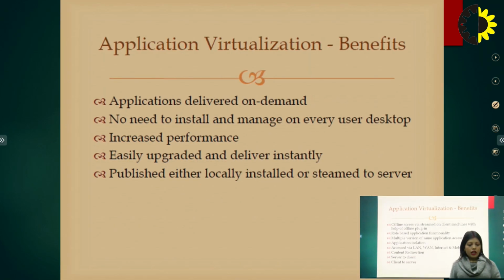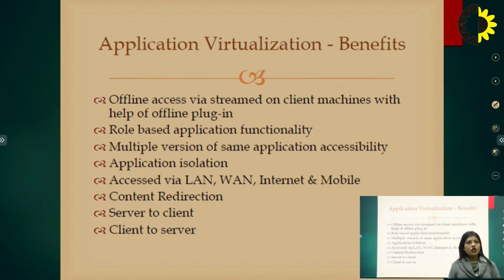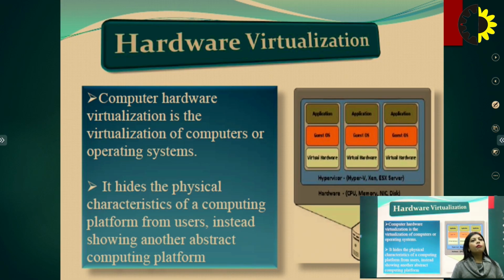After application virtualization, the next type is hardware virtualization. In hardware virtualization, computer hardware virtualization is the virtualization of computers or the operating system. In this, computers or operating systems are virtualized. It hides the physical characteristics of the computing platform from users, instead showing another abstract computing platform. So this is the architecture of hardware virtualization.